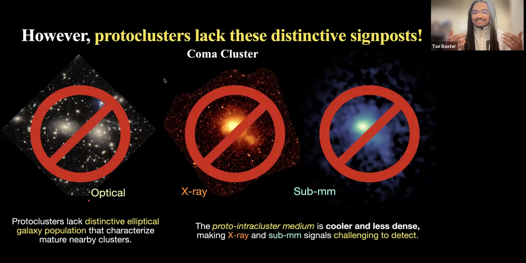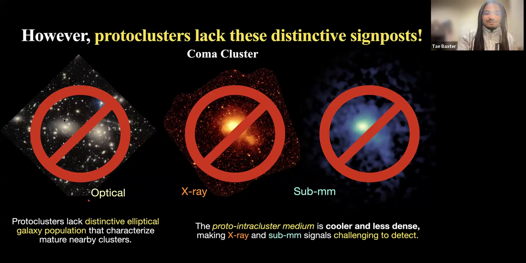They lack these distinctive signposts. Galaxy protoclusters lack this distinctive population of elliptical galaxies, and what we call the proto-intracluster medium is much cooler and less dense, making these X-ray and submillimeter signals extremely challenging to detect. So how do we actually find these progenitors, these ancestors to the clusters we find today, so we can answer these questions about how these most massive galaxies formed, and when did environments start to suppress star formation?